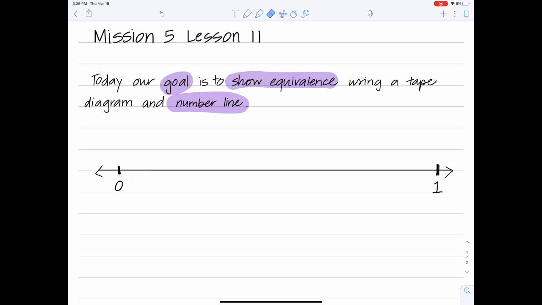Hi everybody, welcome to Mission 5, Lesson 11. Today our goal is to show equivalence using a tape diagram and a number line.